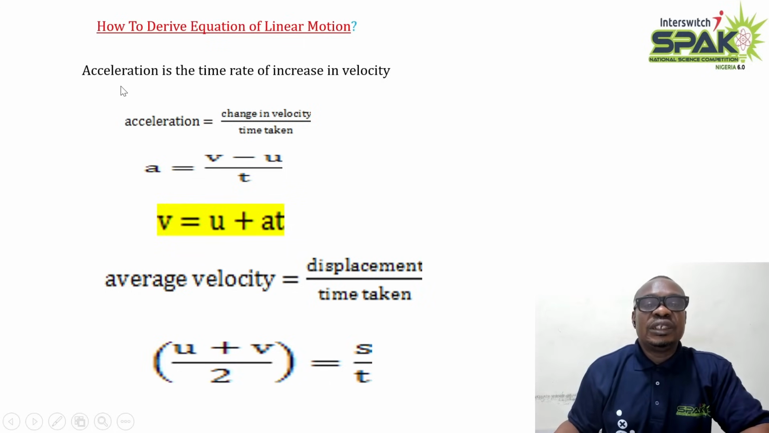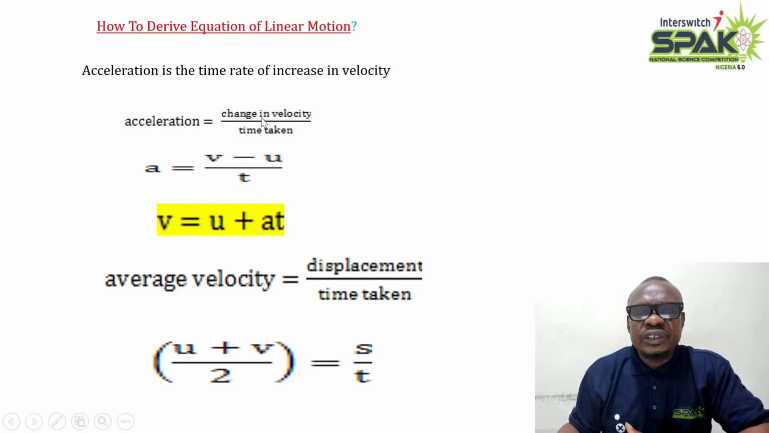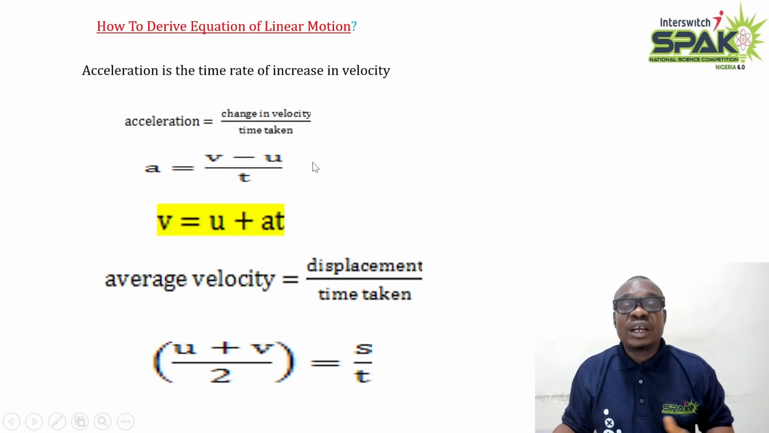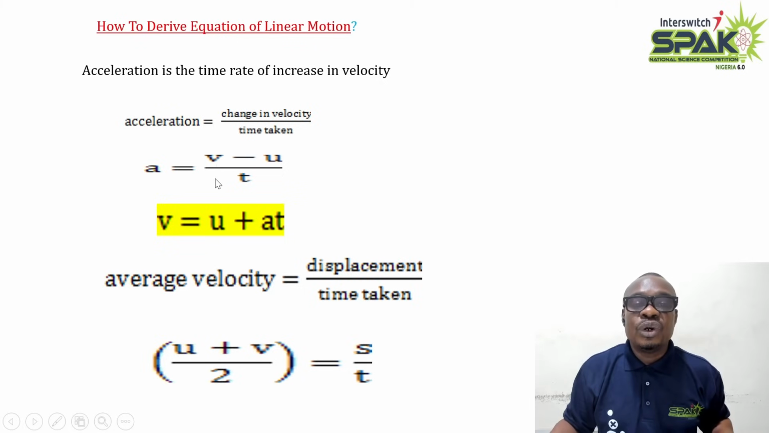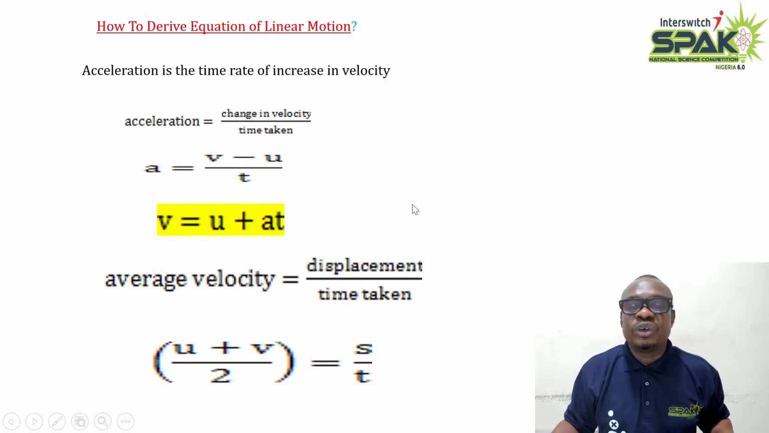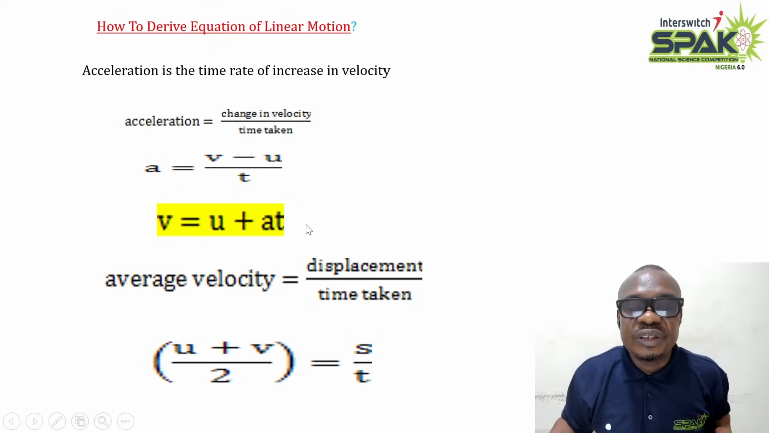Acceleration is the time rate of increase in velocity, or the change in velocity. So this is how we start. Acceleration is the time rate of change in velocity. You need to know this definition. Acceleration is equal to change in velocity over time. So what is this change? You have the final velocity and the initial velocity. When you subtract them, you get the change, v minus u, all over t. Change in velocity over time. From here, we make v the subject of the formula, so that we have v equals u plus at. So this is the first equation, equation 1, v equals u plus at.